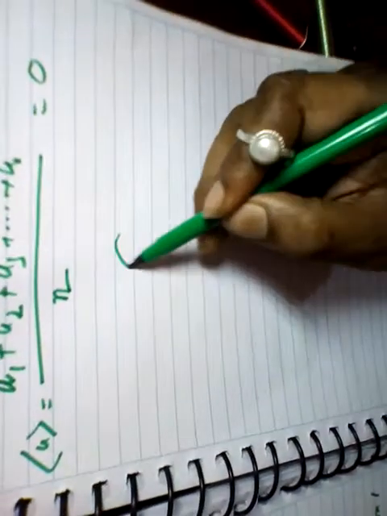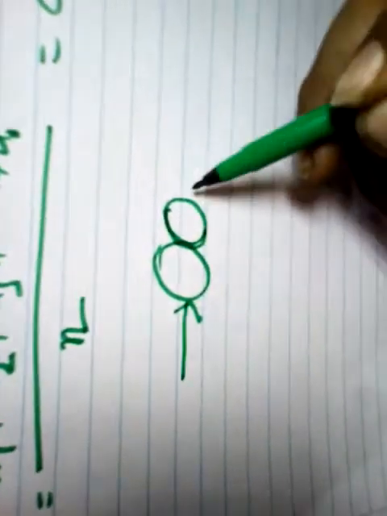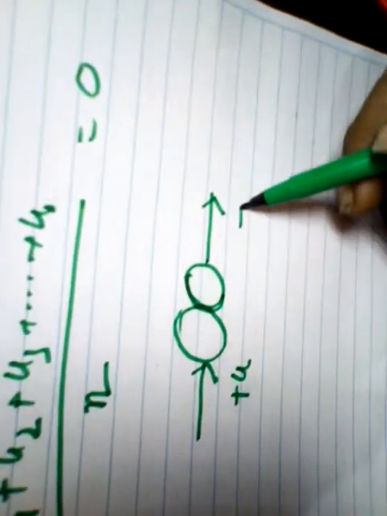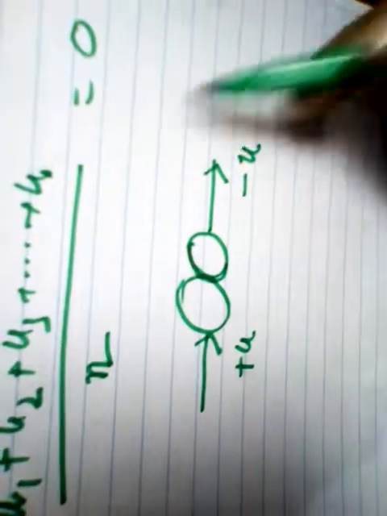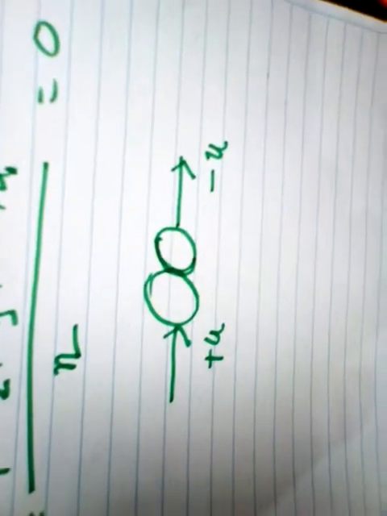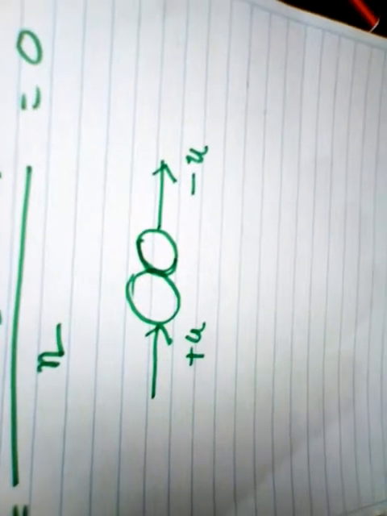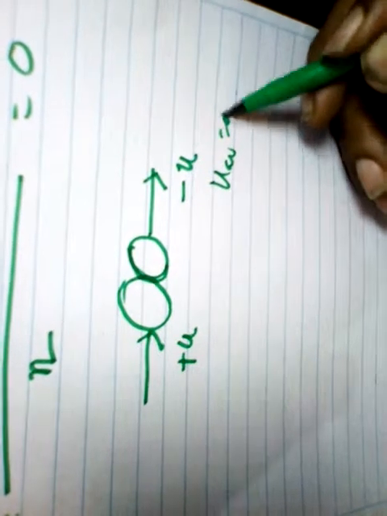Why so? Because if one electron goes this way and the other electron after collision goes the opposite way, if this is taken as plus U, this is minus U. So averaging this parameter, velocity, over the whole number of electrons contained in the conductor, we can assume that the average is almost 0.